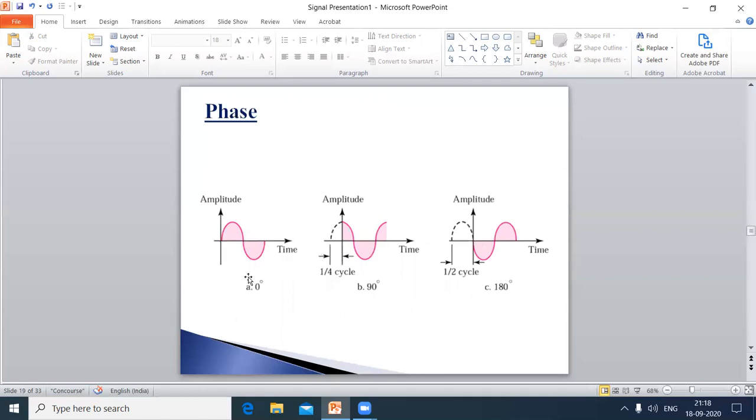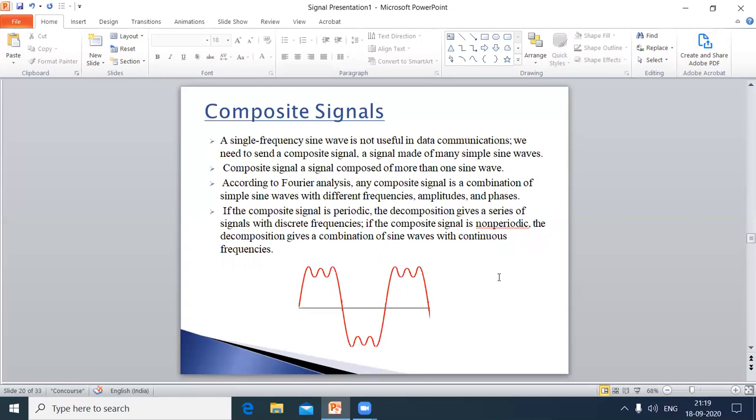Zero degree means the left-hand side is empty. That is called 0 degree. For 90 degree, the curve is a quarter of the way through. That is called 90 degree. Third one, 180 degree. This is called 180 degree phase. So phase one, phase two, phase three: 0 degree phase, 90 degree phase, 180 degree phase. Okay. Next one, composite signals.